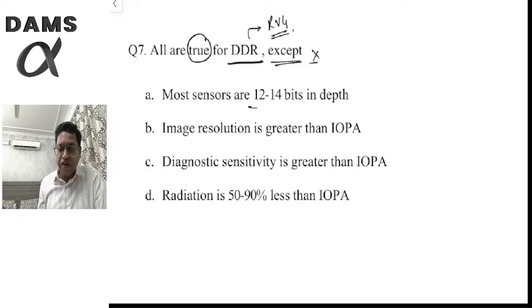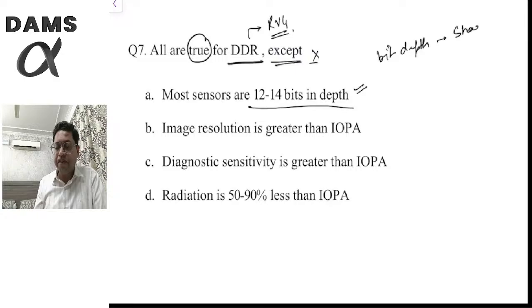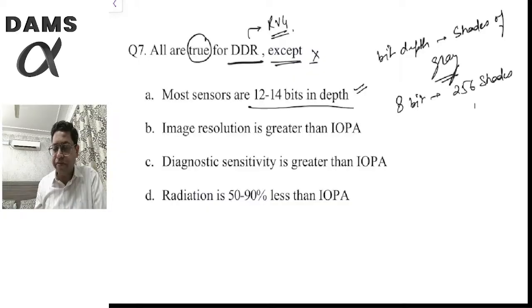Most of the sensors are 12 to 14 bits in depth. Now this is a technical aspect of RVGs that you should remember, that this is correct. Bit depth means how many shades of gray are visible on the radiograph. An example is 8-bit means there would be 256 shades of gray visible on the radiograph.